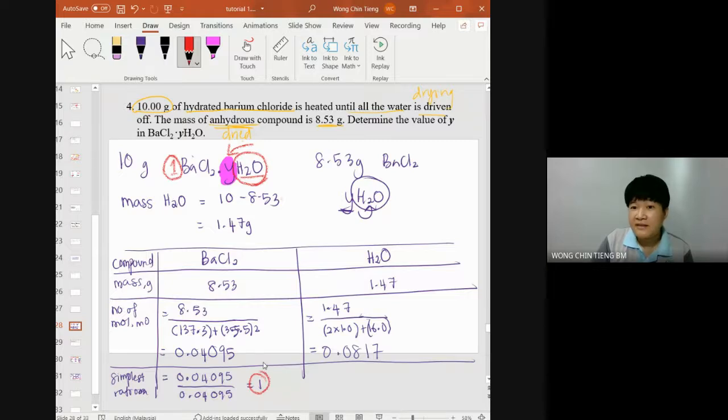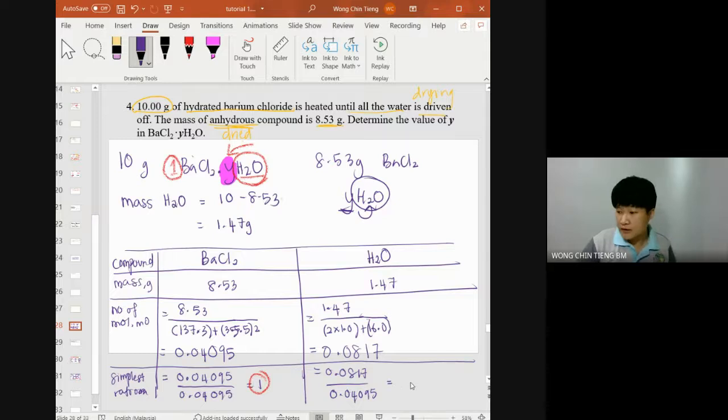See that? If the number for barium chloride that you get is not 1, it is already wrong. So you will have 0.0817 over 0.04095. From there, you will get the simplest ratio of water. If I'm not mistaken, it did not get 2. It got about 1.99 something. Right? Okay, I don't remember, but I recall 1.99 something. So here, 1.99 can be rounded off to 2. So Y is 2.